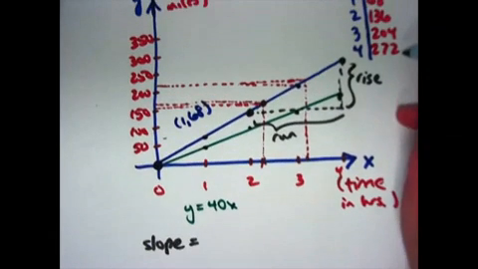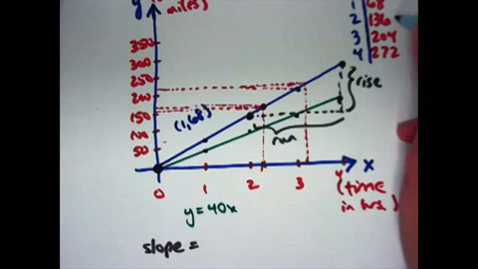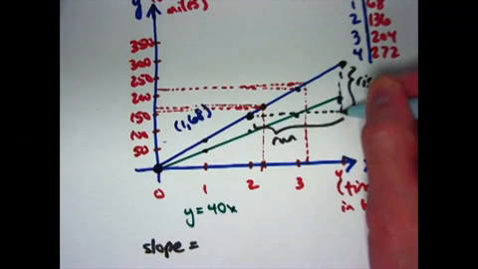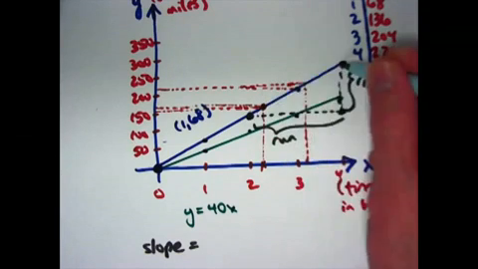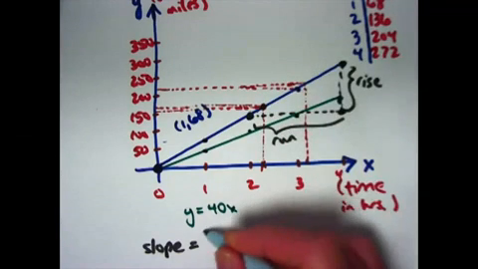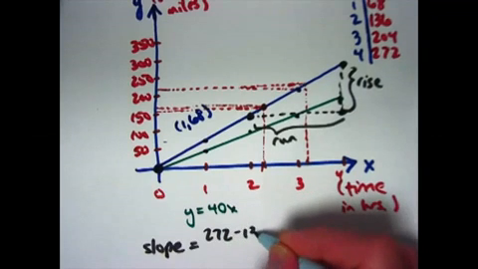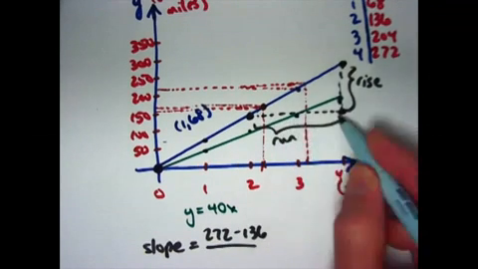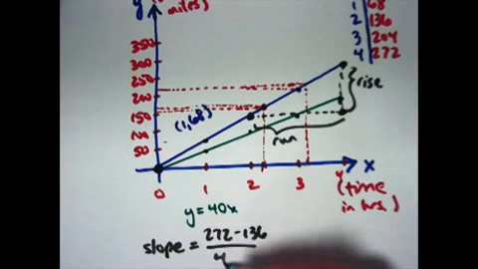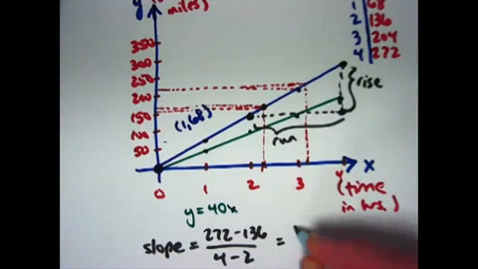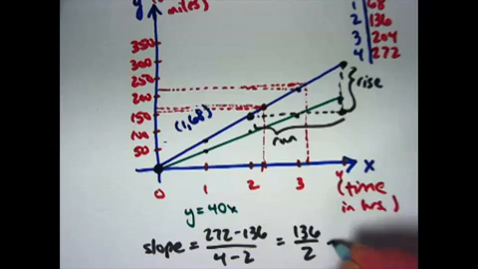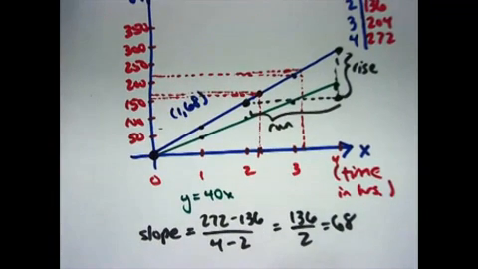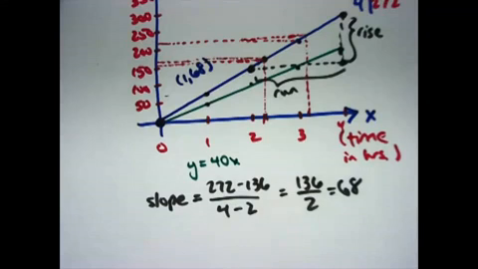I'm taking those 2 points. 272 minus 136 is the distance between the y-coordinates of these 2 points. 272 minus 136, that's the rise, and the run is the distance here, 4 minus 2. This ends up being 136 over 2, or 68. It's the speed. The slope is the speed. Huh. It's kind of neat.